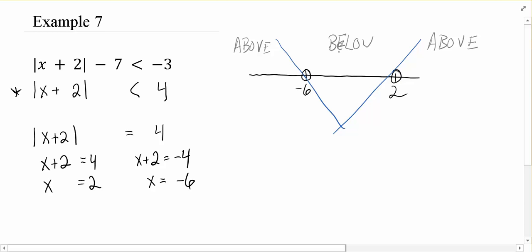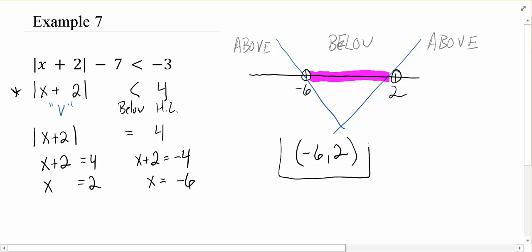Now we go back to the problem. The problem with the star by it, we want to know when is the V less than, which means below the horizontal line. Where is it below? It's below in the middle. So now that I have it shaded, I can give an interval notation answer of -6 to 2 with parentheses because we're not allowing those endpoints.